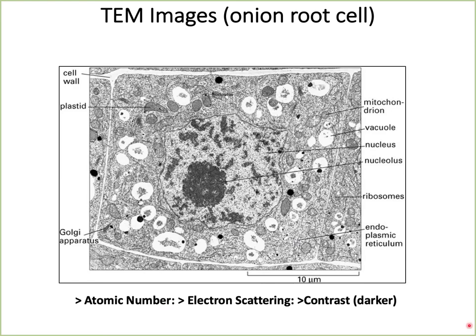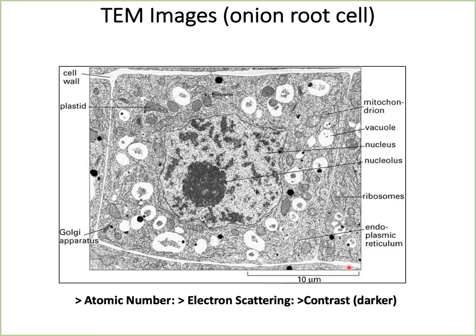So here we are looking at a transmission electron microscopic image, and these cells are from the onion root, and you can see it in spectacular detail. You can see the nucleus, you can see the nucleolus. This is the nucleus, nucleolus. You can see the plastid, you can see the cell wall, Golgi, vacuoles, mitochondria right here, endoplasmic reticulum, and you can see everything, amazing detail.